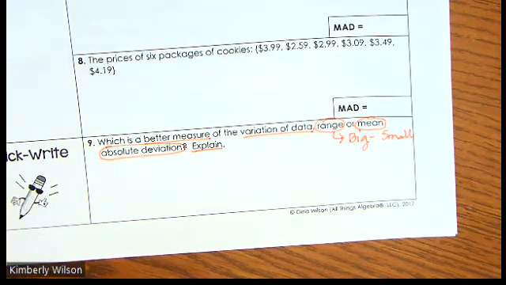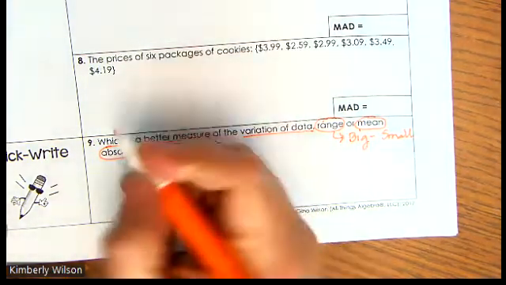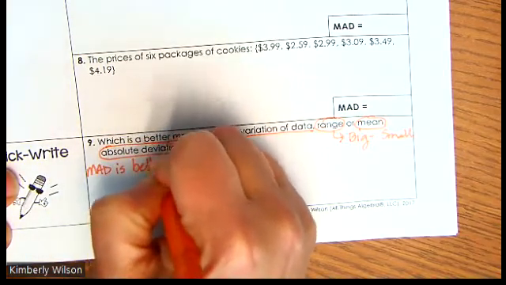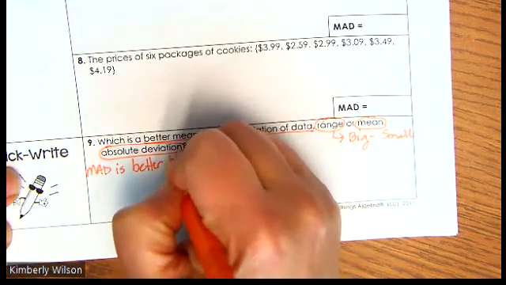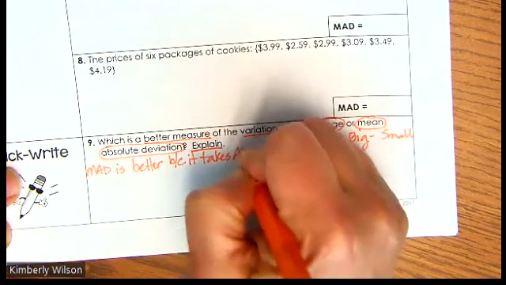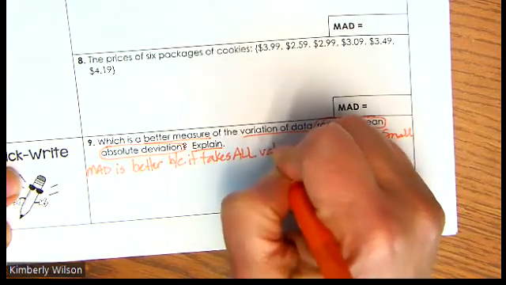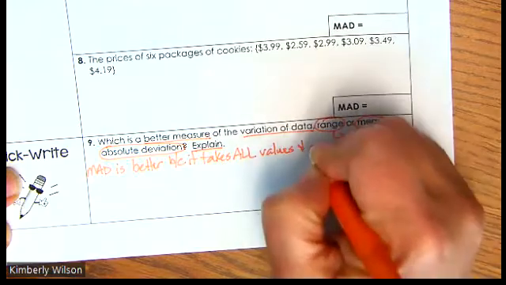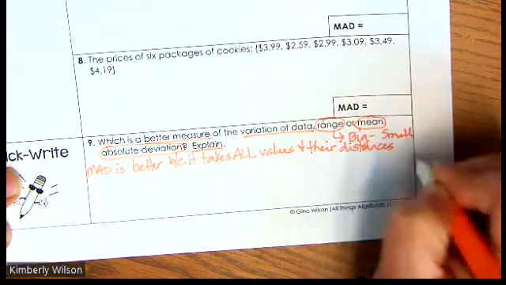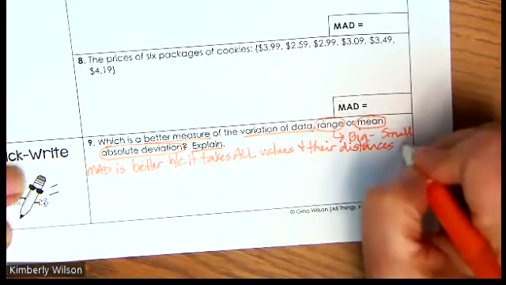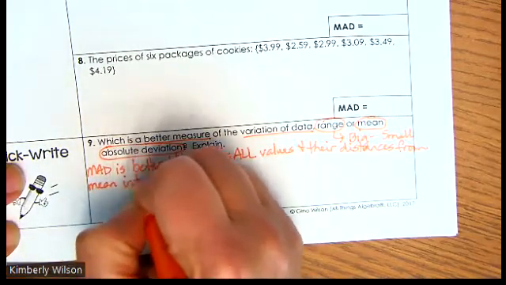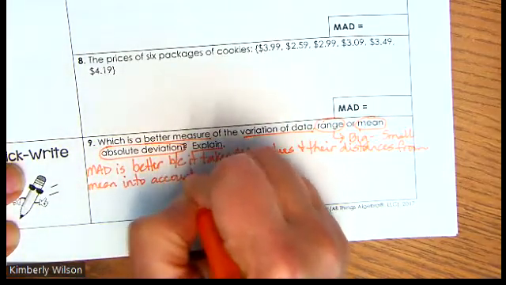All right, so here we go. Let's write that information down. Okay, so MAD is better because it takes all values and their distances from the mean into account.